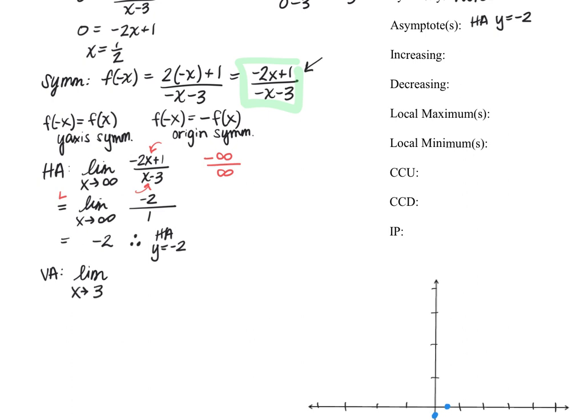3. 3 is that value that makes the function undefined, so we're going to look at what's happening as we approach 3. Now, to be a vertical asymptote, we would need to have our y values either getting infinitely large or infinitely small. So we really don't need to analyze x approaching 3 from both sides. We could just analyze x approaching 3 from one side or the other. So I'm going to go ahead and just choose x approaches 3 from the left. And then again, our function, which was negative 2x plus 1 divided by x minus 3.